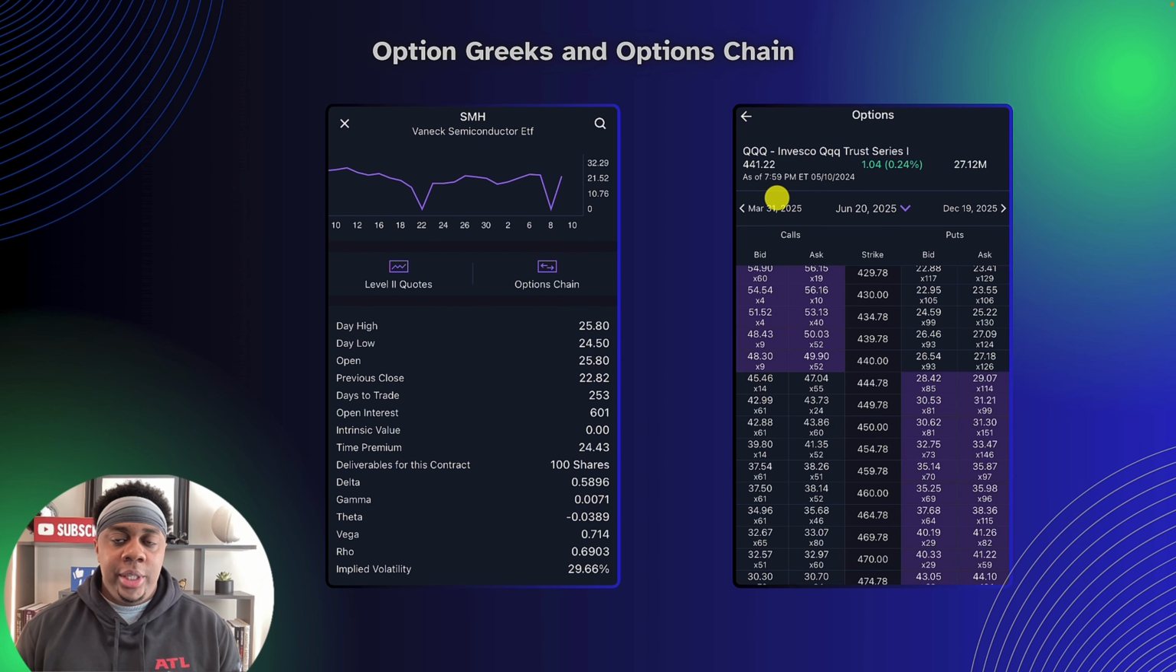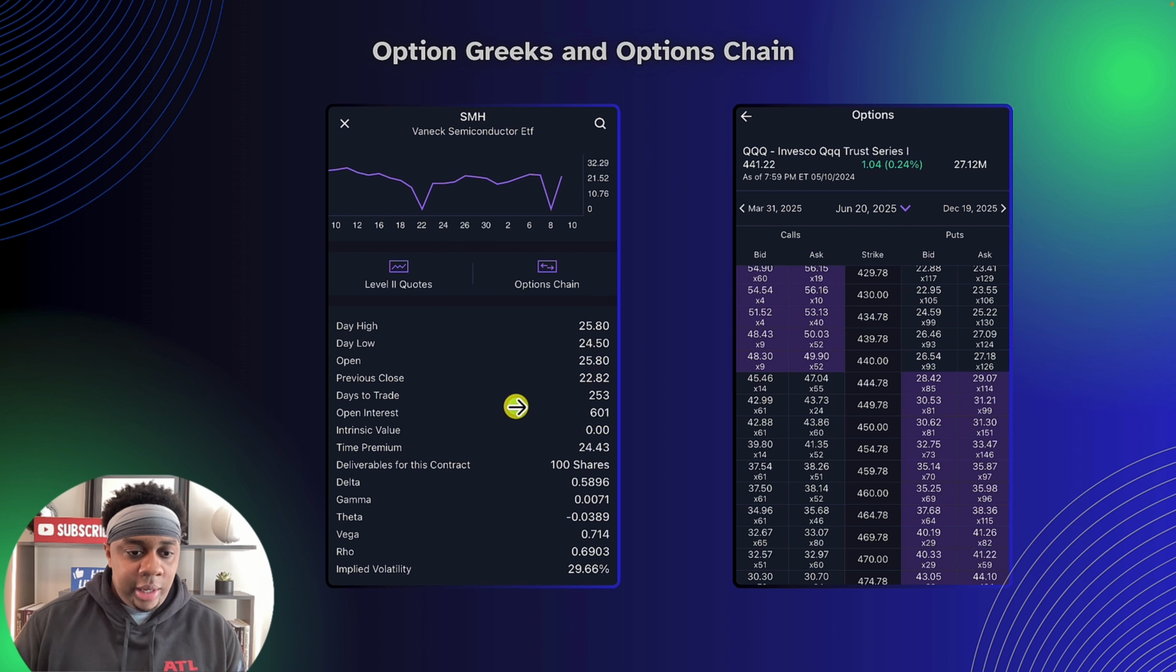So here we have our option Greeks and the options chain. As the example on the left, we have SMH. And so we have the expiration here. We have the days traded. We have 253 on this one. So with this being an out of the money option that we're viewing, it does not have any intrinsic value. So you'll see as your option play moves into the money, at the money, into the money, this number increases and tells you the value that contract holds.